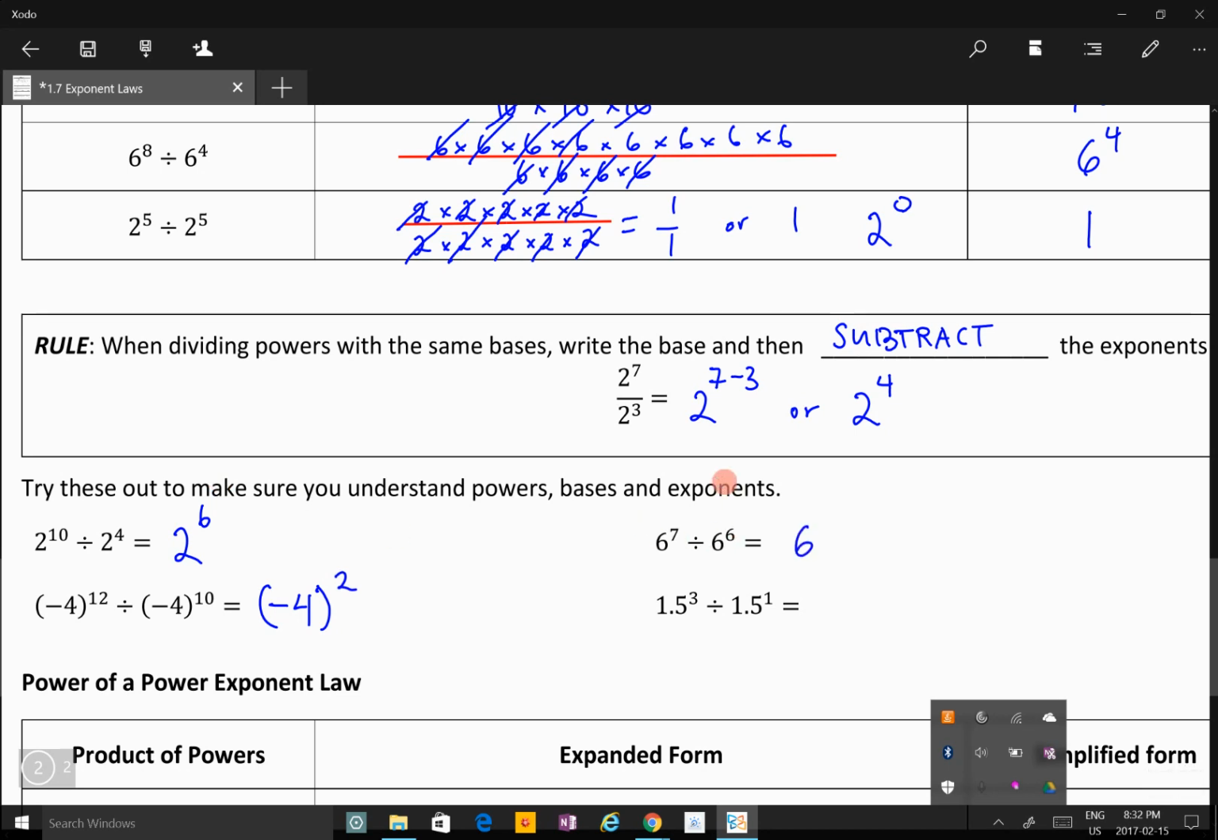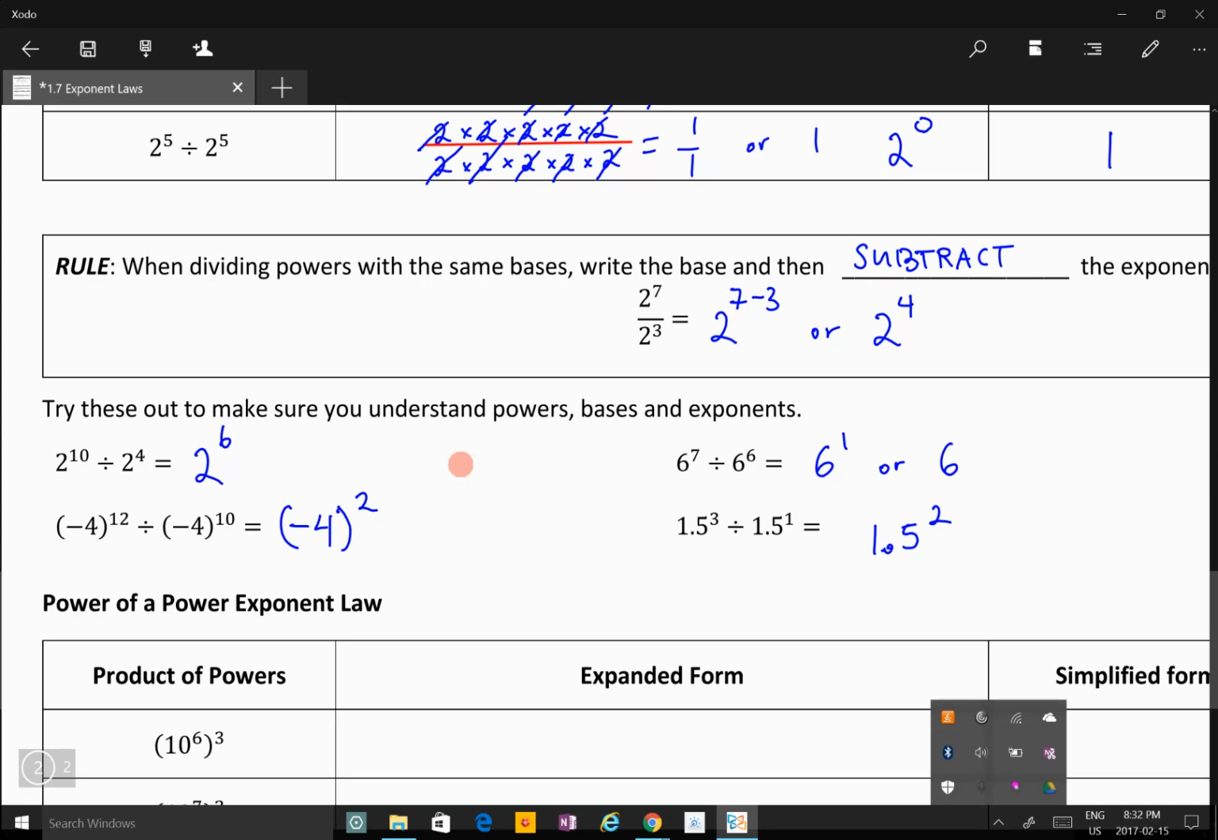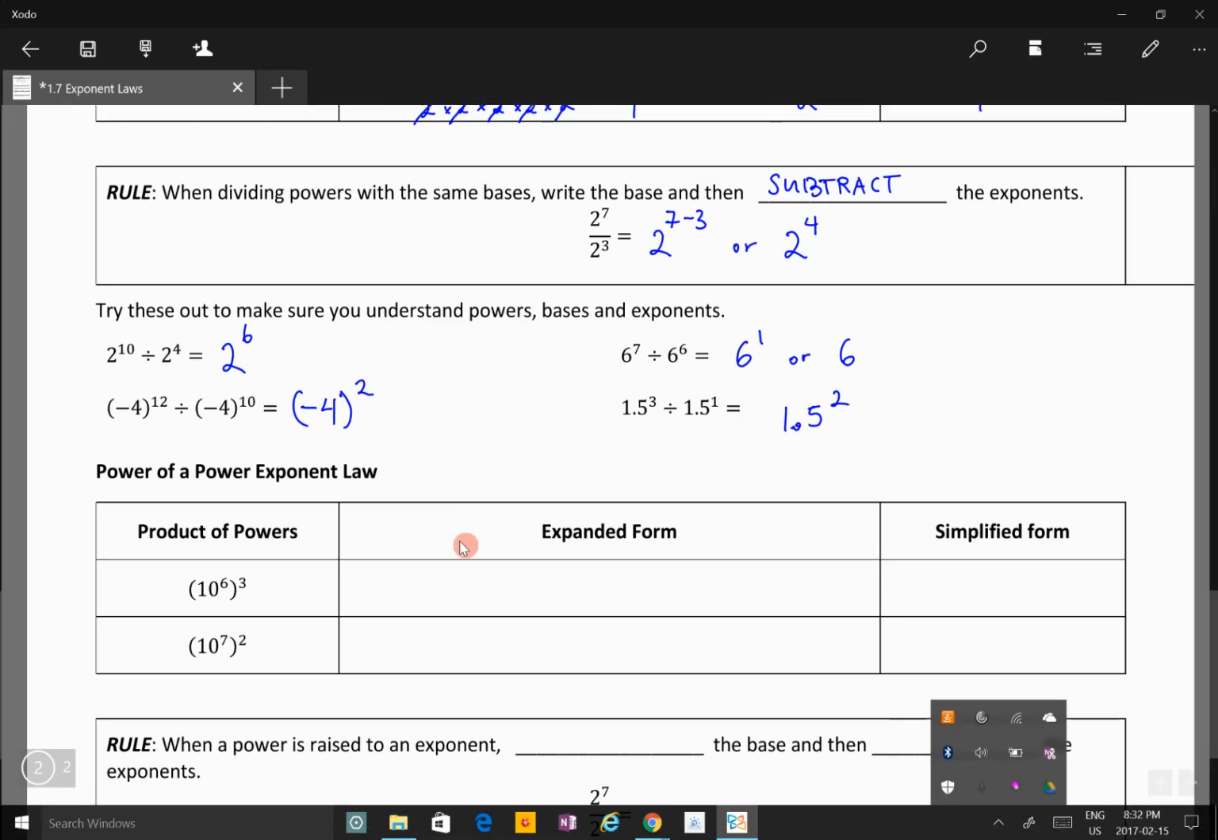6 to the power of 7 divided by 6 to the power of 6. Write down your base once, subtract the exponents. 7 minus 6 is equal to 1, and that's 6. So I can say just 6. If it's anything raised to the power of 1, you don't need to write the exponent. Just simplify it to the base itself, 6. And bases could be decimals too, so 1.5 is your base. I'm going to write 1.5. Subtract the exponents, 3 minus 1, which would be 2. Okay, so that's our second law.